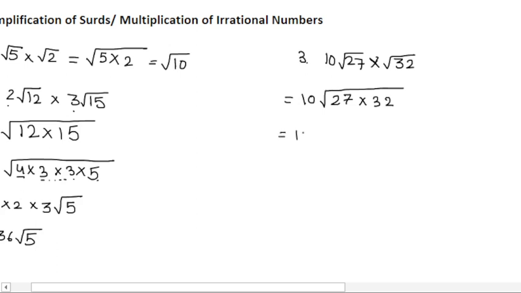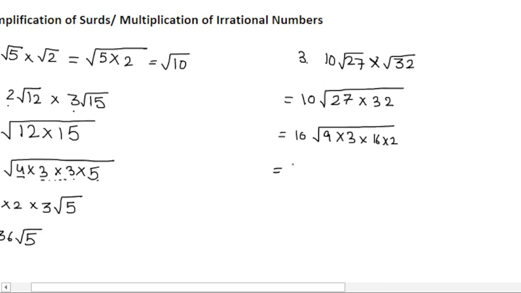In the next step, 27 can be written as 9 times 3. So 9 3s are 27 and 9 is a perfect square. Again, we do the same with 32. 32 can be written as 16 times 2. Now, why 16 times 2? Because 16 is a perfect square.